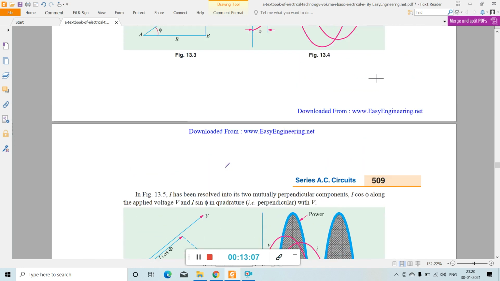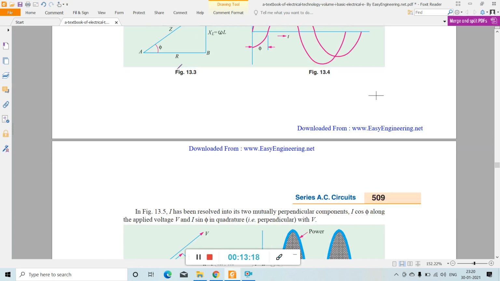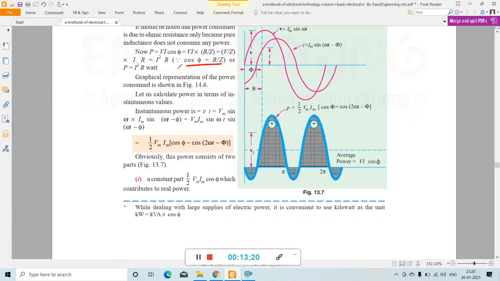How do you get this? See, cos phi is equal to R by Z, that is base by hypotenuse in trigonometry. So if we put VI into R by Z, this is simplified to V by Z into I into R. So V by Z is what? That is your I. So I into I, I square into R. So P is equal to I square R watt.